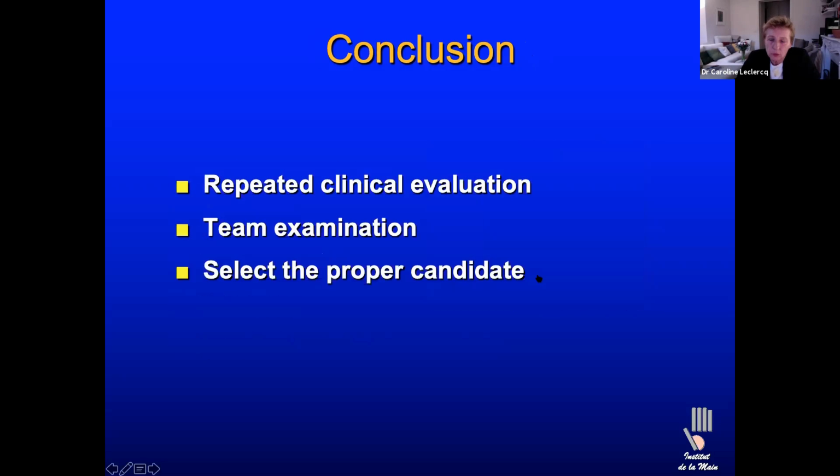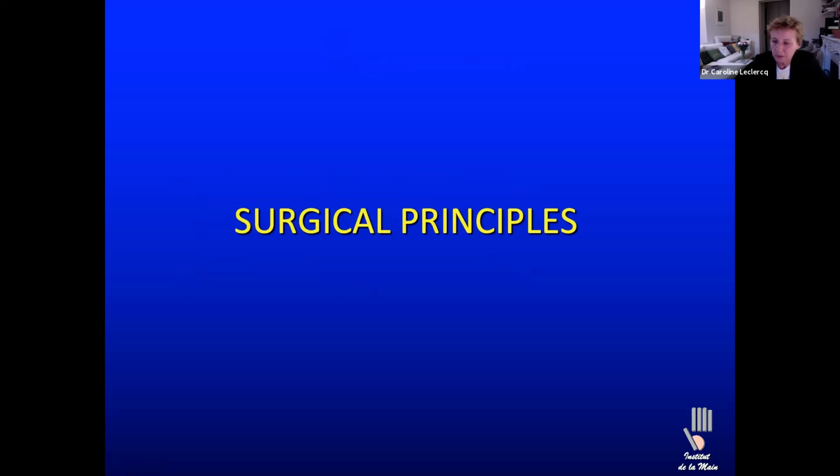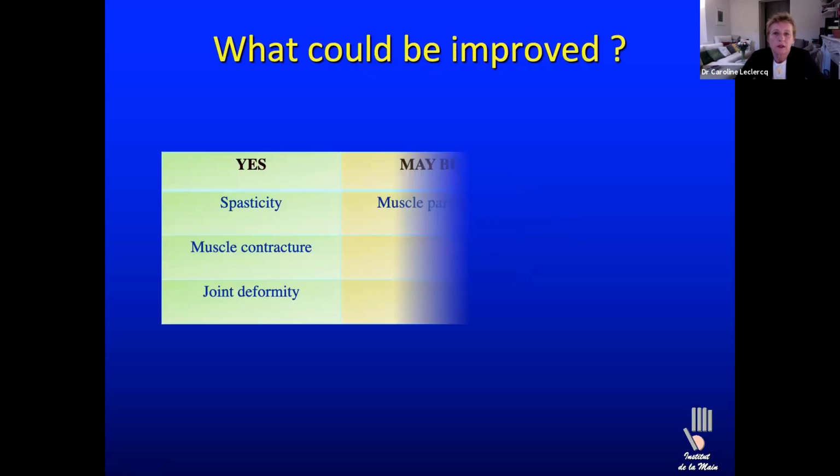So to close this first part of our talk, remember that clinical evaluation needs to be repeated. It needs to be performed as a team, and this way, we will be able to select the proper candidate. And let me have a little bit of water. And so we'll go on with surgery, and we will deal with the principles of the surgery of spasticity.